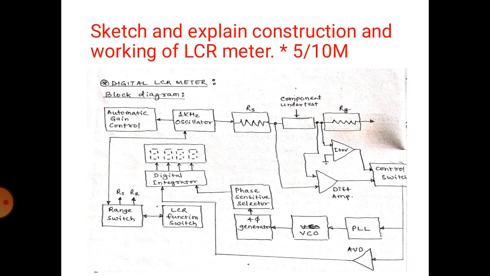So now we will discuss the construction and working of LCR meter. This is asked once in the semester end exam, so it may be asked for 5 or 10 marks. The various blocks of LCR meter are automatic gain control, then 1 kilohertz oscillator, then component under test, then control switch, there is phase locked loop PLL, then voltage controlled oscillator, then 4-phase generator, then phase sensitive selector, then LCR function switch.